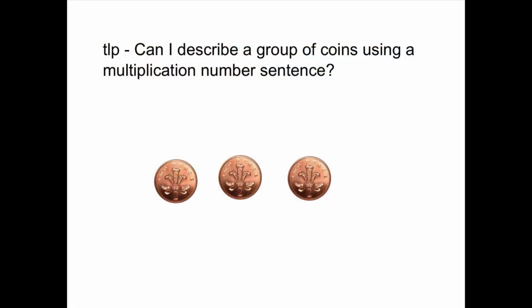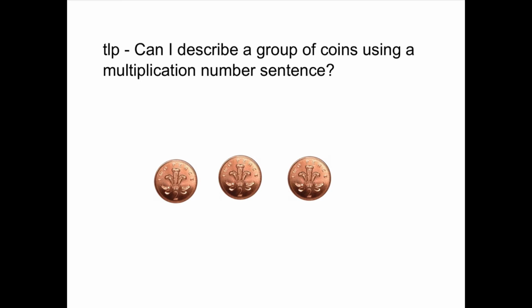So our TLP for today is, can I describe a group of coins using a multiplication number sentence? Now, back when we were learning about money, when you did your snack bar, you were already counting coins using multiples. Now, the difference when you're counting coins is there's nothing to actually count. So you just have to remember that a 2 is a 2. It's not like a Numicon 2 where you can count the 2 holes. It says it's 2, and so you just have to count it as a 2.